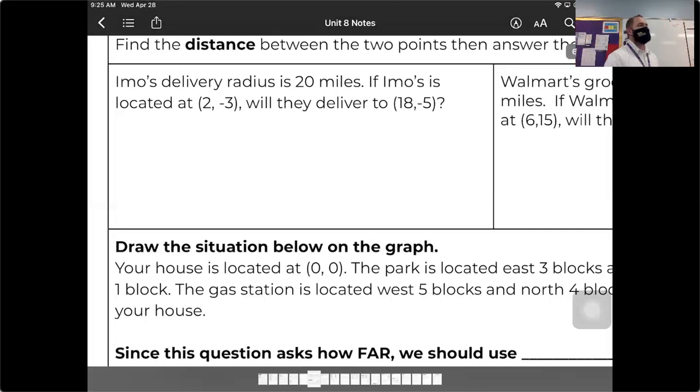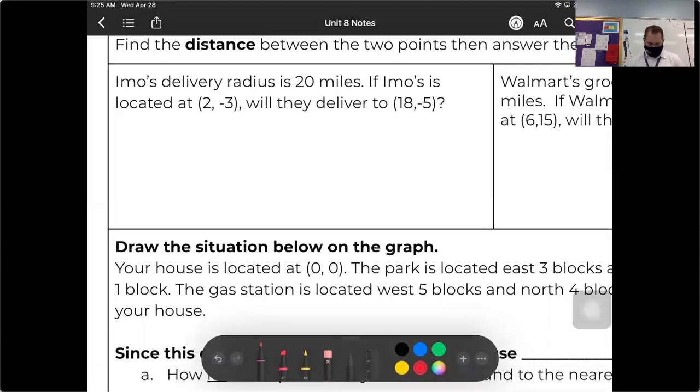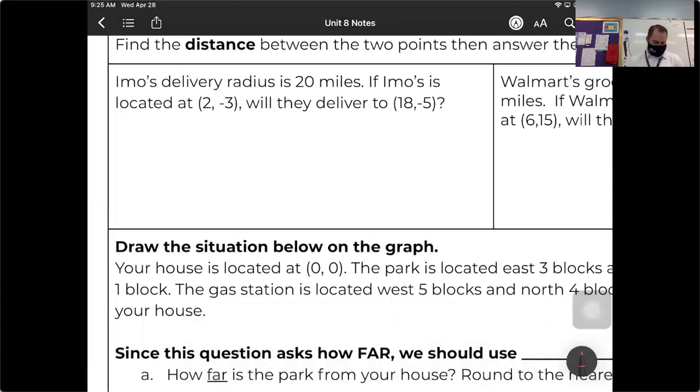If you have this other location at 18, -5, this is really asking, is the distance less than or equal to 20? So we're just going to find the distance between these two ordered pairs and compare that to the number 20 and see if that answers my question, yes or no. You don't think they will. So I've already had somebody say they don't think they will. Let's find out. The distance between them.